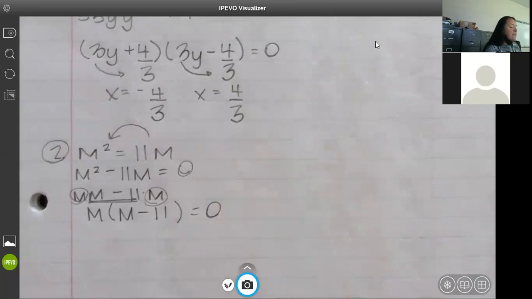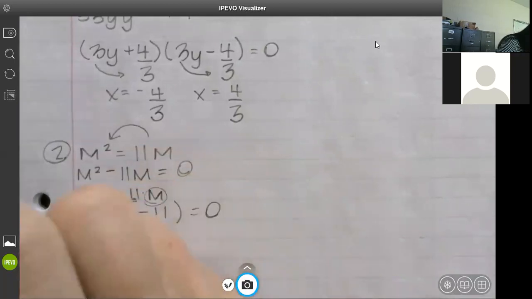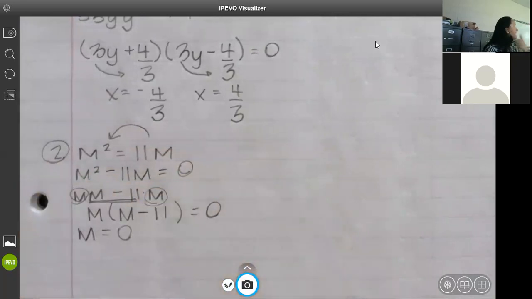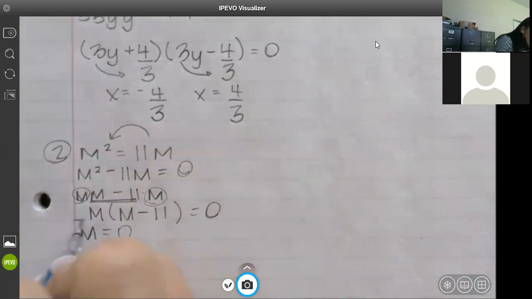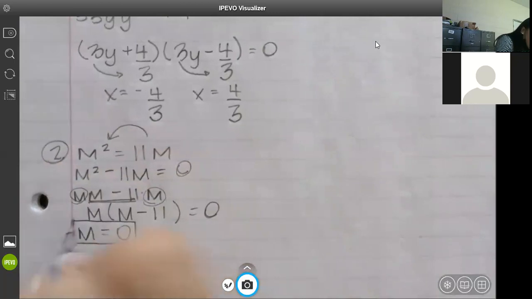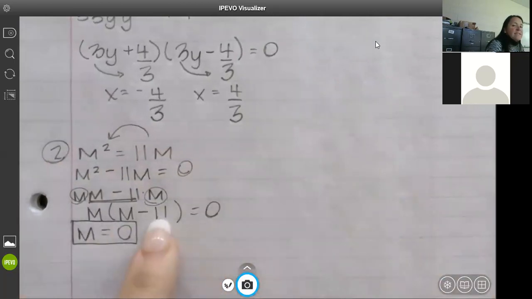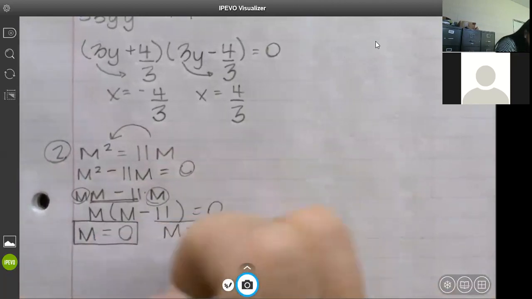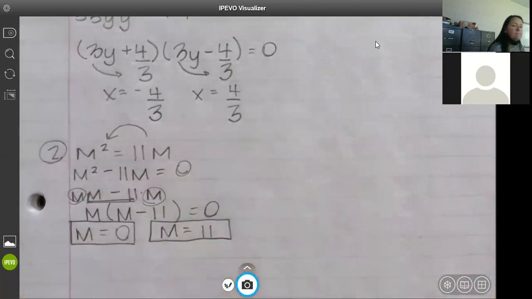Remember yesterday, I said if you take a letter out, it's just going to give you 0 anyway. So if I set it equal to 0, it's just going to give me 0. So there's your first answer. We have a minus 11 as our factor. So what is our answer going to be? Positive 11. We just changed the sign. That's it. Okay.